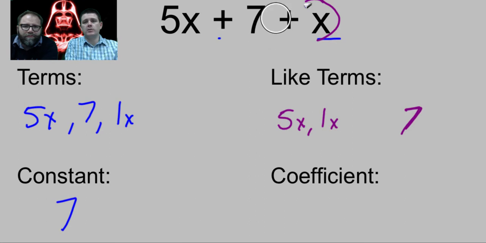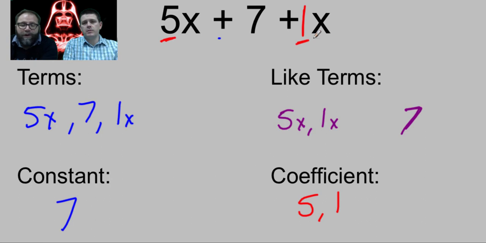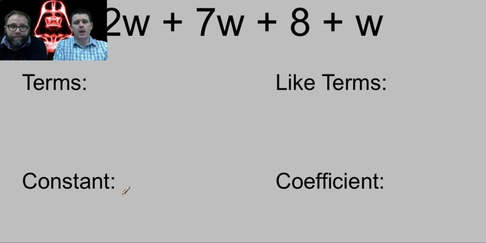Let me clear out some junk here for us. And then our coefficients, we have a 5 with our x. So we have a 5, and then that hidden 1 that's in front of the x by itself. That hidden 1 comes up a lot in math. So we have 5 and 1 for our coefficients. So even though we had to write that one in, it still counts as one of those coefficients. We can't forget it just because it wasn't there originally.